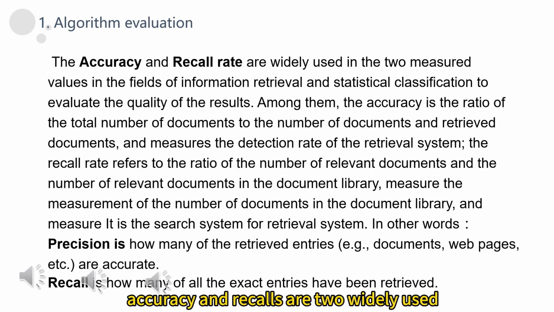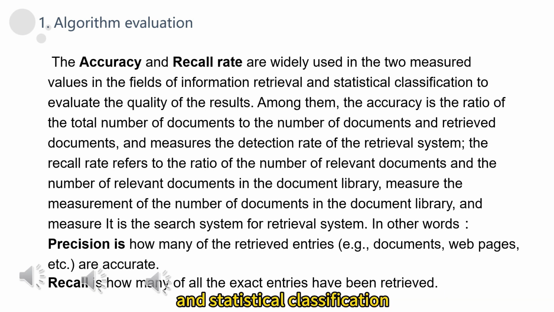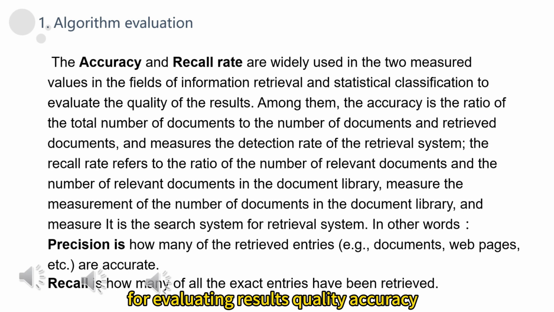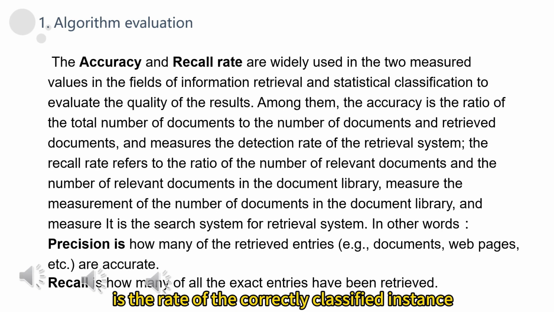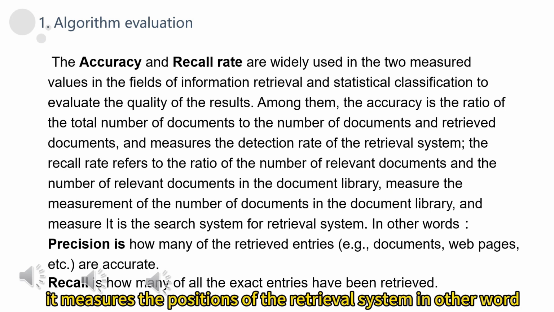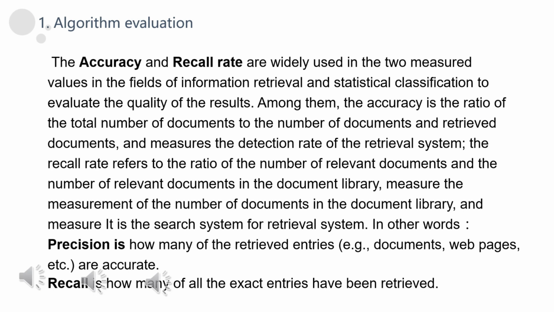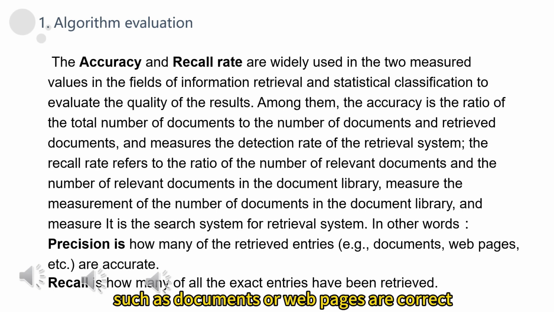Precision and recall are two widely used metrics in the field of information retrieval and statistical classification. For evaluating results quality, precision is the ratio of the correctly classified instances to the total number of instances. It measures the exactness of the retrieval system. In other words, it quantifies how many of the retrieved entities, such as documents or web pages, are correct. It's a valuable measure of a system's ability to accurately identify relevant items.